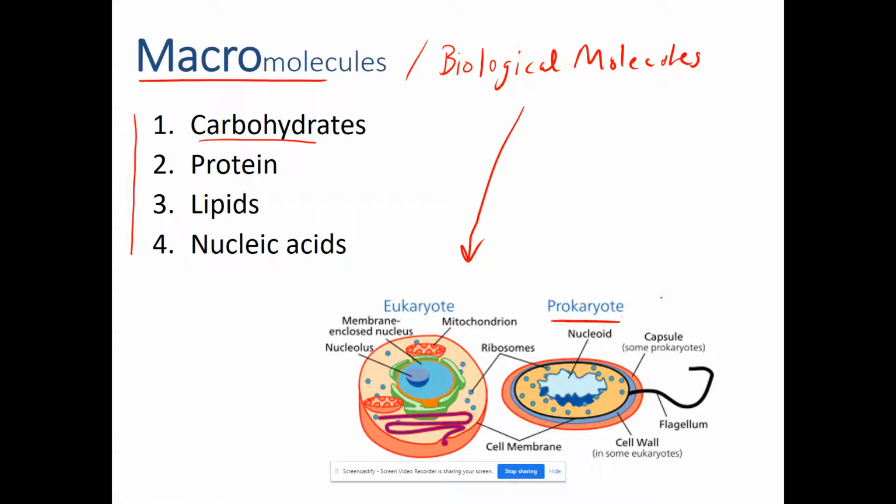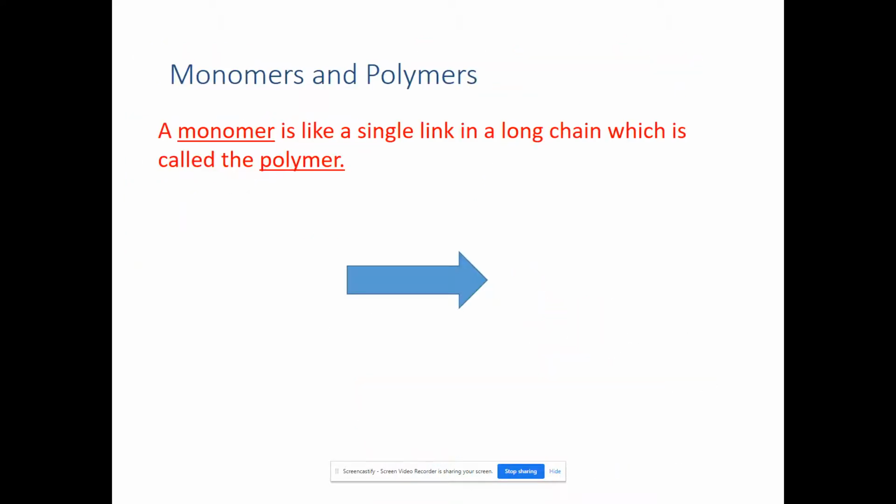Prokaryotes are bacteria, but eukaryotes are like plants and animals. But either way, in either of these two types of cells, they're all made up of those four things: carbohydrates, proteins, lipids, and nucleic acids. Okay, so let us continue.